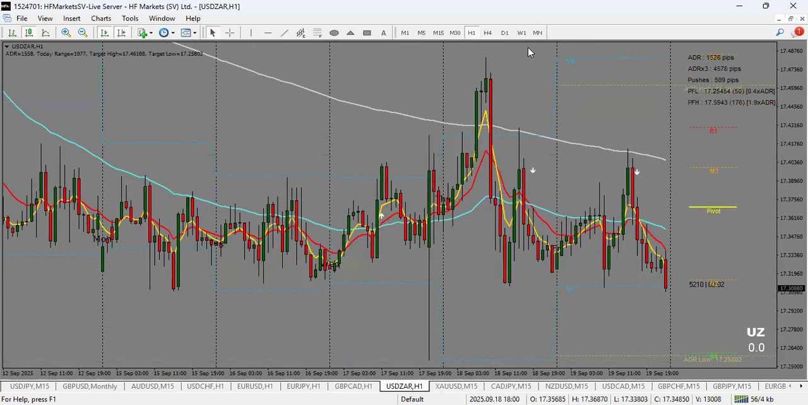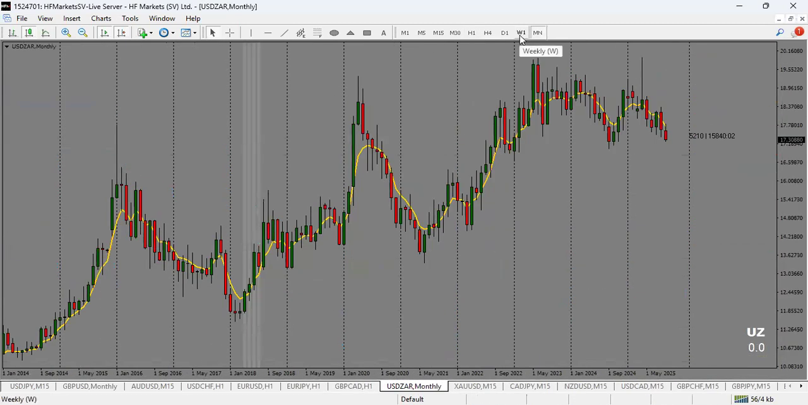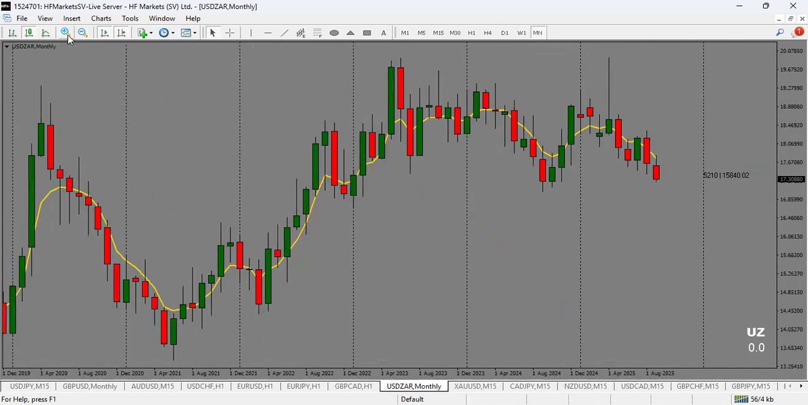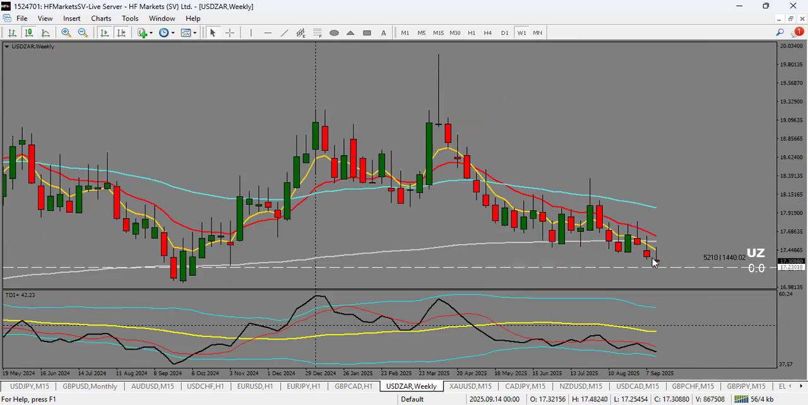Okay, so let us go to USDZAR. This is the monthly time frame. Our market structure is bearish. Let us go to the weekly time frame. The weekly time frame is the same. We're still on a bearish market structure there.